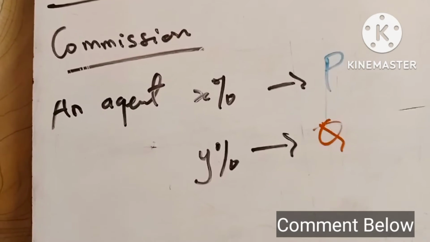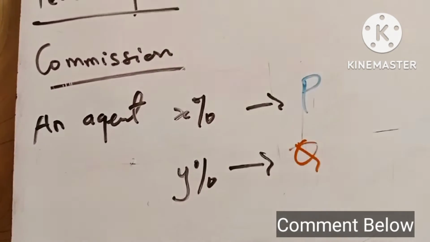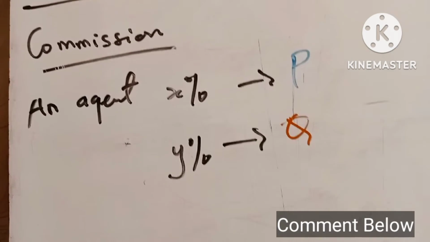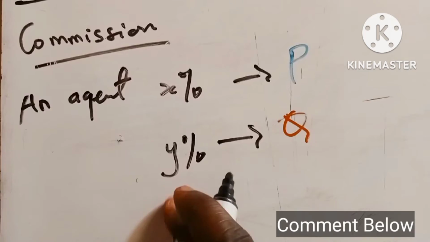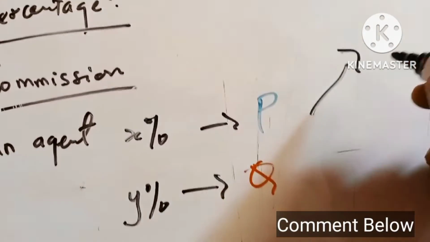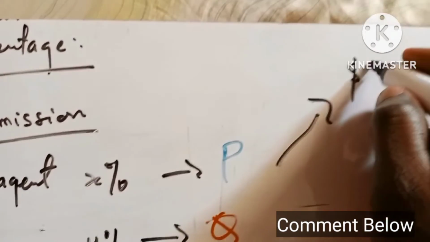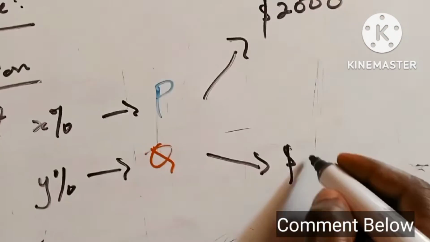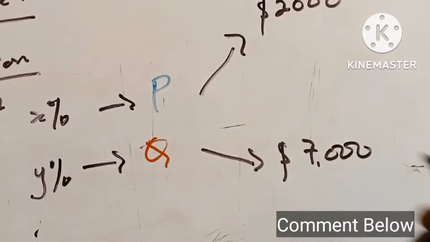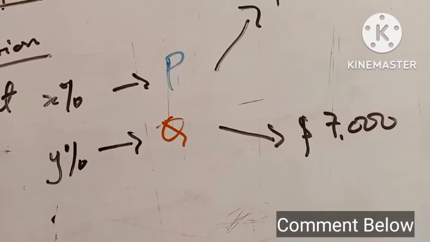Now if the total sales for a particular day were $2,000 and $7,000 respectively, meaning that the total sales per day on this item is $2,000, and this one is also going for $7,000. Is that okay? So respectively, pay attention to that word very carefully.